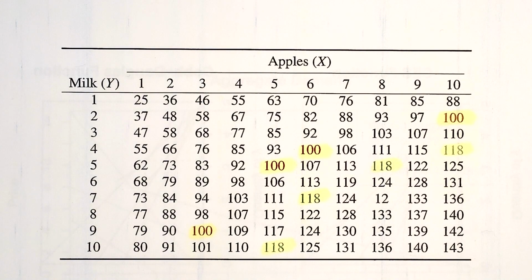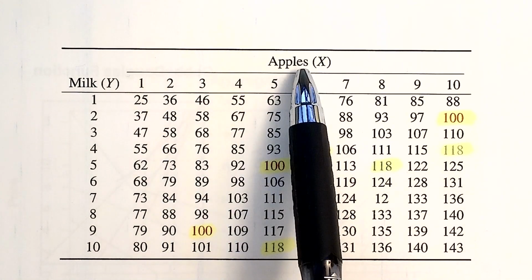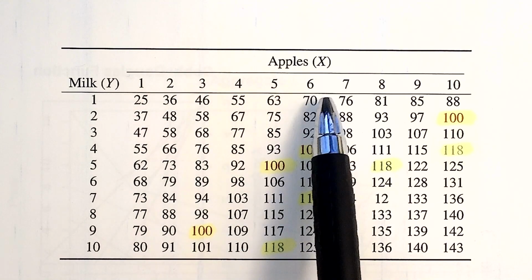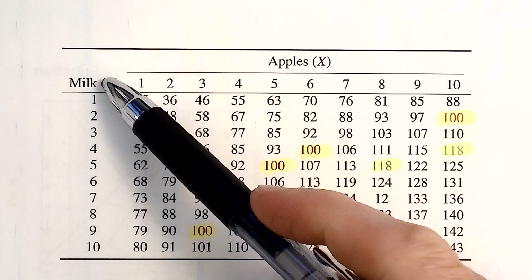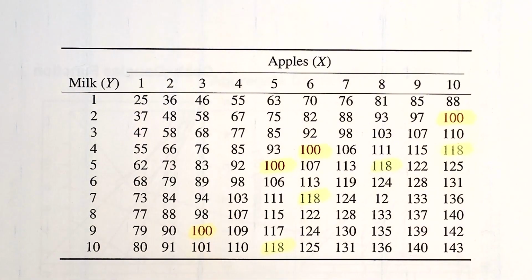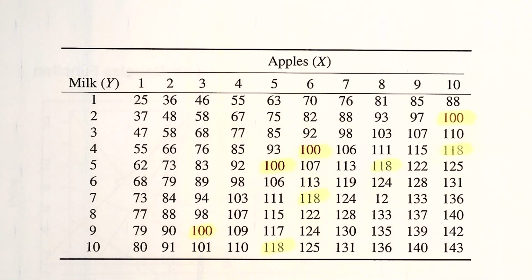Let us move to the case of two goods. Now, the example we are going to consider next is milk and apples. So here in this table, on the top you have apples, with the quantities 1, 2, 3, 4, and so on. On the side, you have milk, 1, 2, 3, which are the physical units of milk and the physical units of apples.